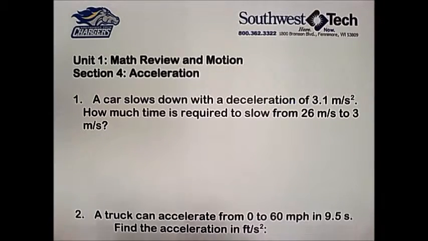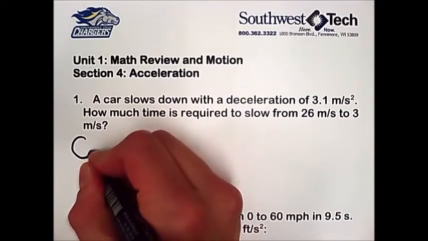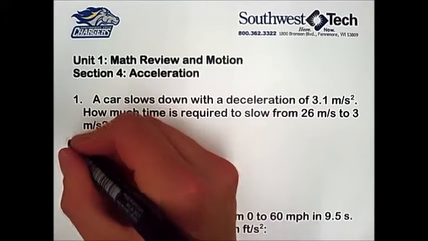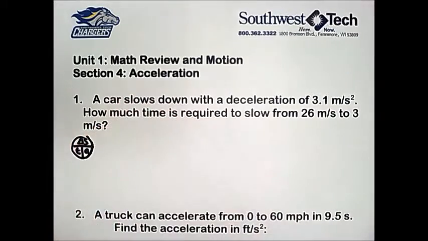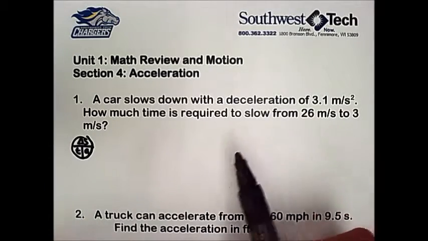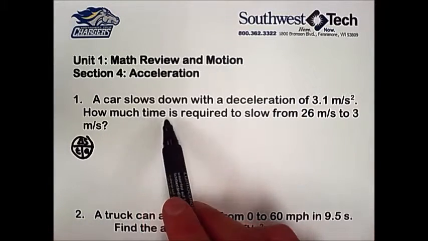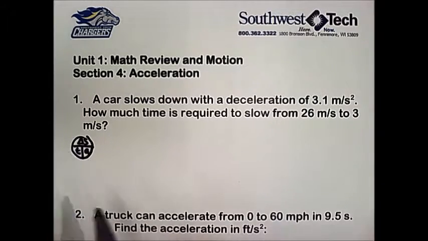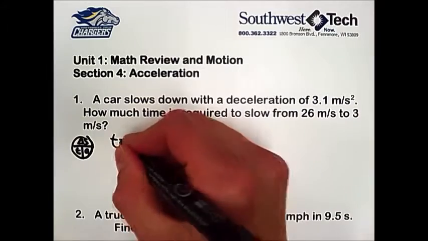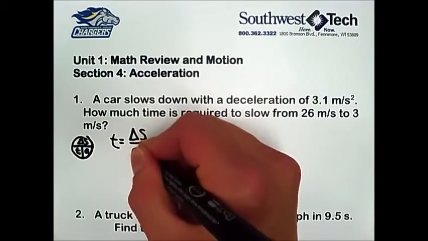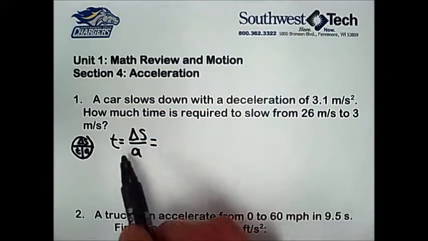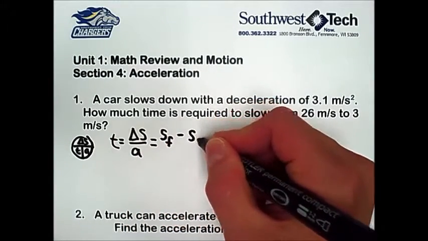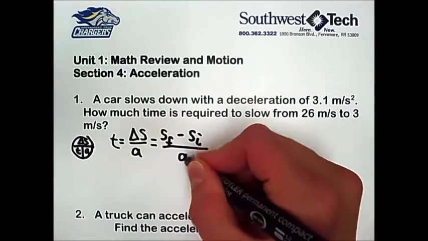So with this problem, the first thing that we need to take a look at is our formula wheel for change in speed, time, and acceleration. So in this problem, we are trying to solve for time. So again, we cover up time, we're left with change in speed divided by acceleration. So time is equal to our change in speed divided by the acceleration. And the change in speed is found by taking the final speed minus the initial speed.